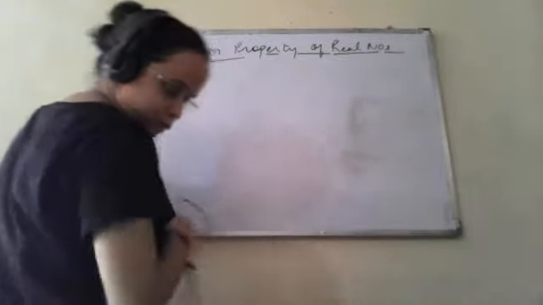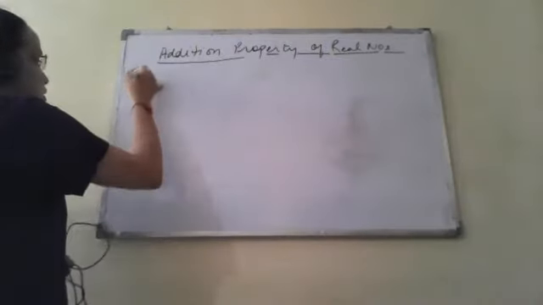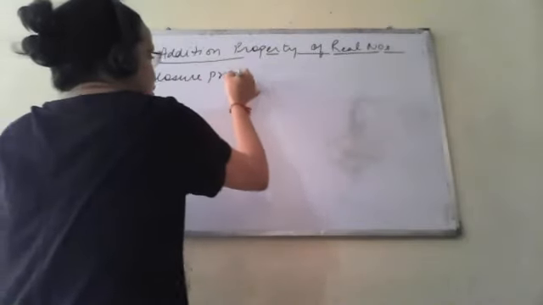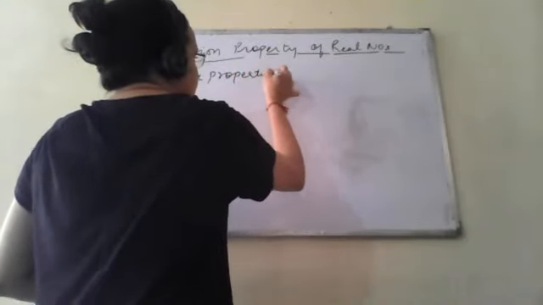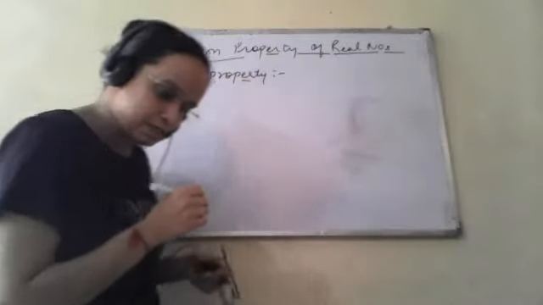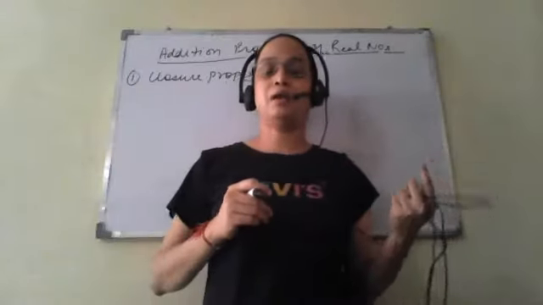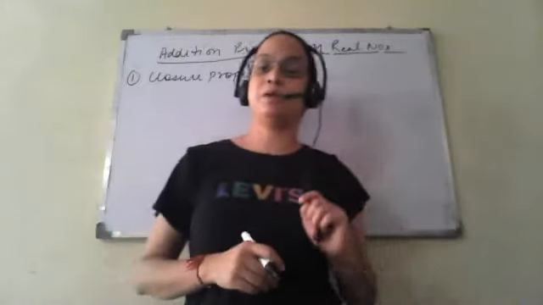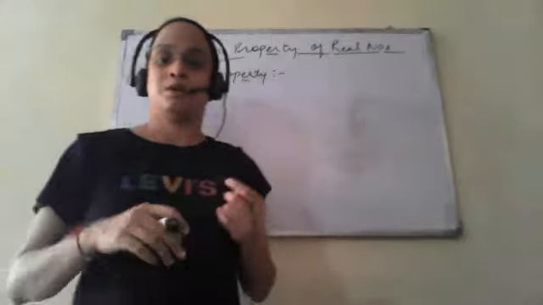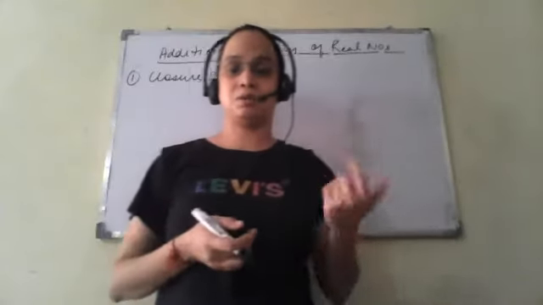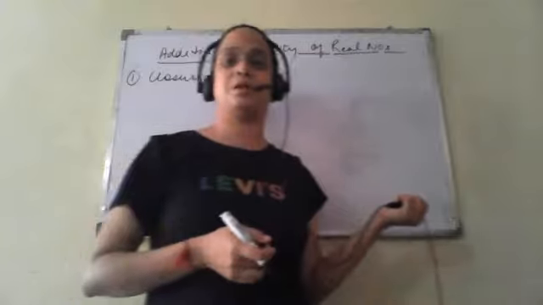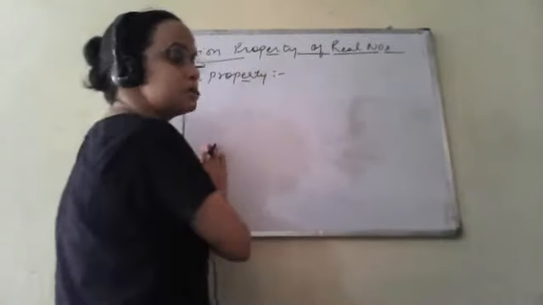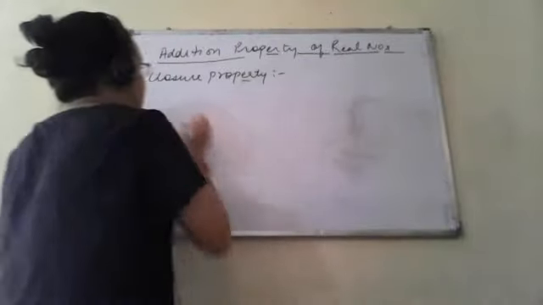First is the closure property. What does the closure property say? It says that when we add two real numbers, the resultant will always be a real number. It cannot be some imaginary number or some number which cannot be represented on a number line. So the sum of two real numbers will always be a real number.